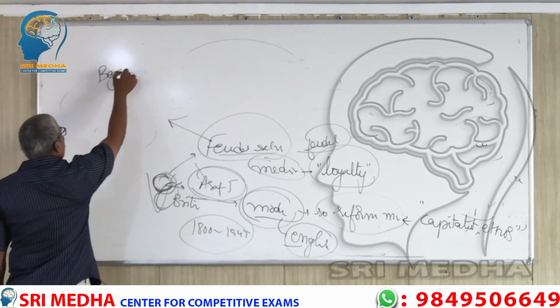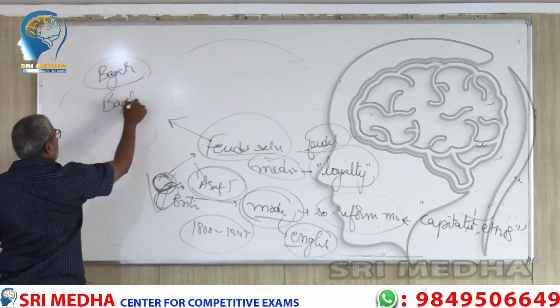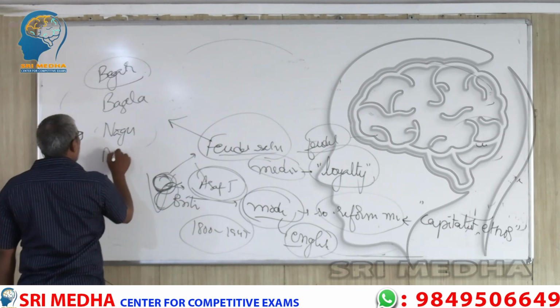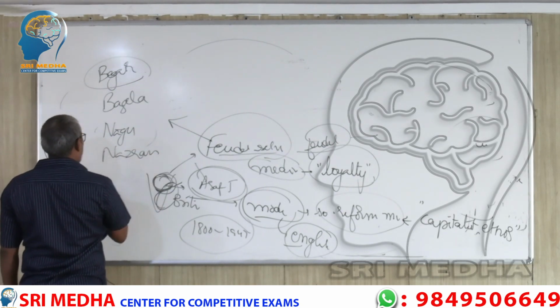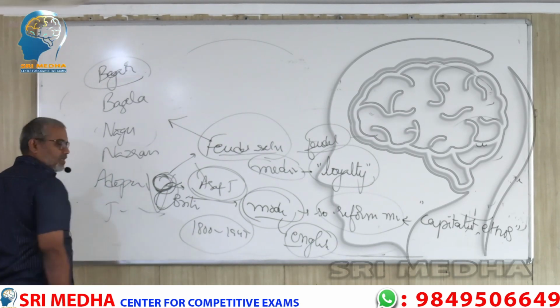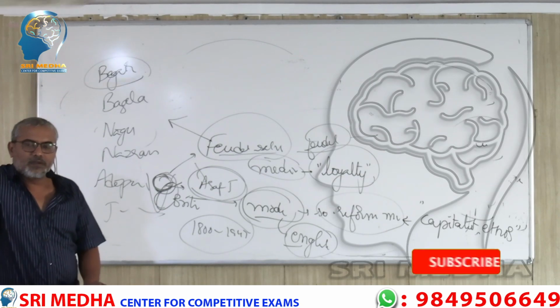Telangana had certain exploitative features like Beggar, Bagela, Nagu, Najrana, Adapapa, Jogini, Basivini. These are very, very unique to Telangana. They are not there in Andhra and Rayalaseema. What is Beggar?